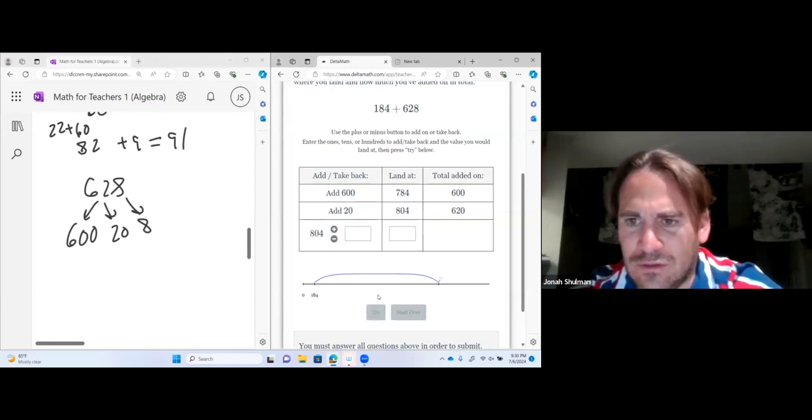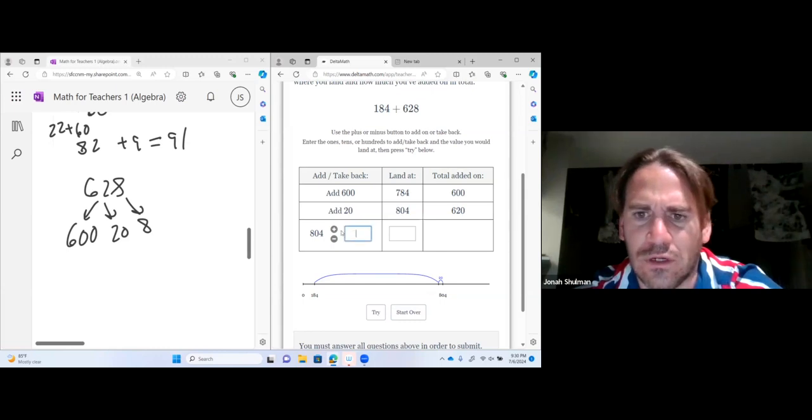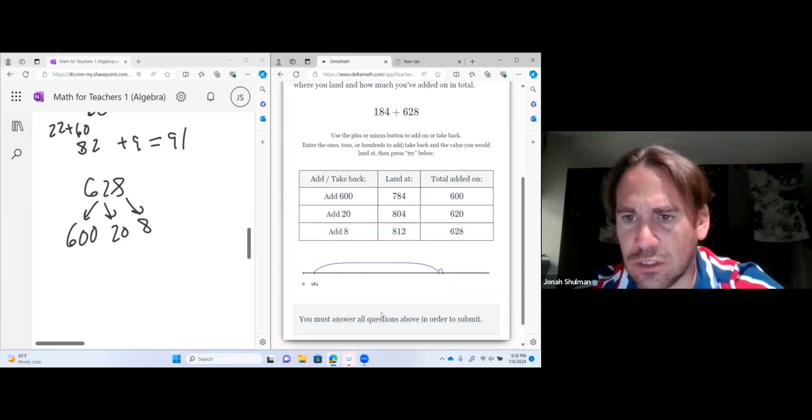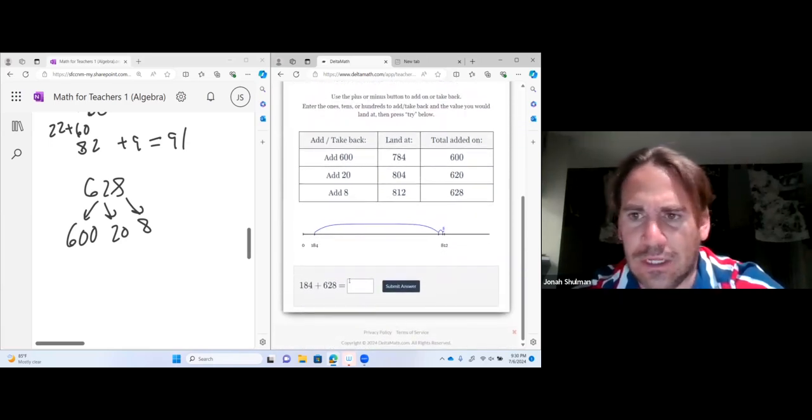Let's try it. Nice. All right, and now we have how many left over? We have 8 left over. So I have to do 8 plus. So it's going to be 812 is our final answer. So our answer is going to be what? 812. Thank you, number line.